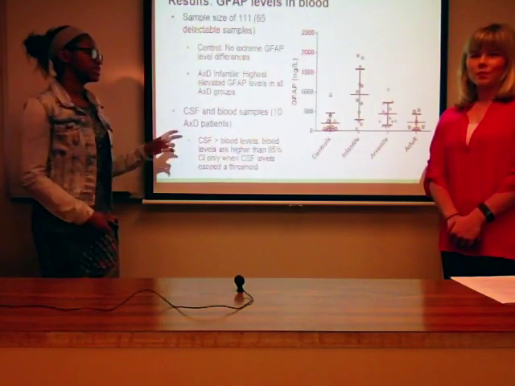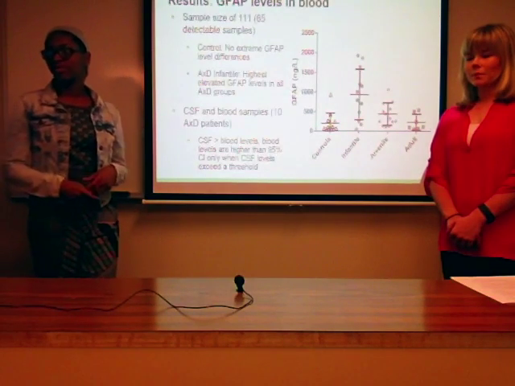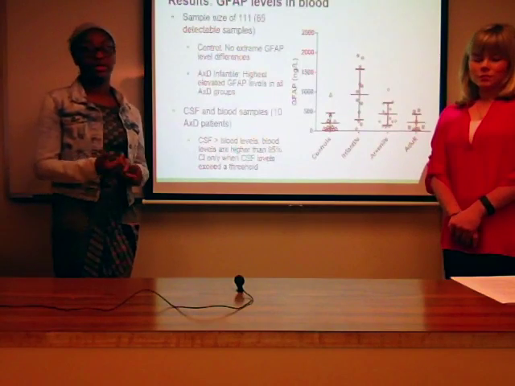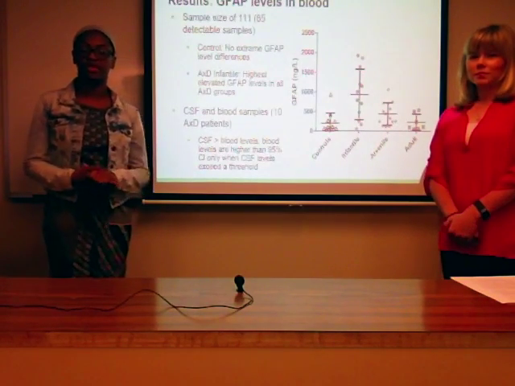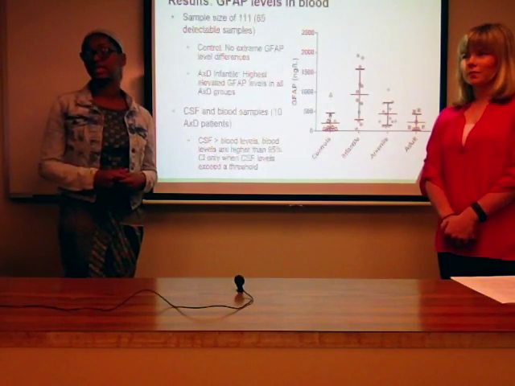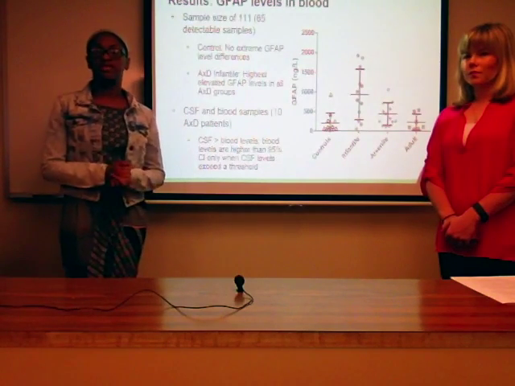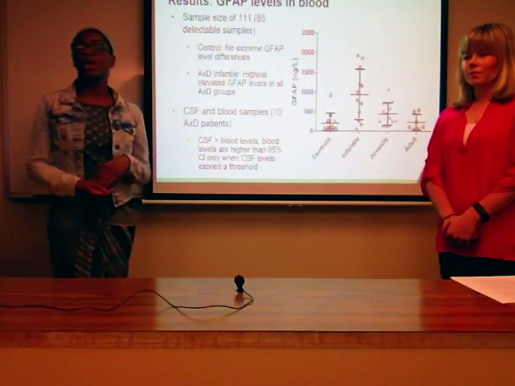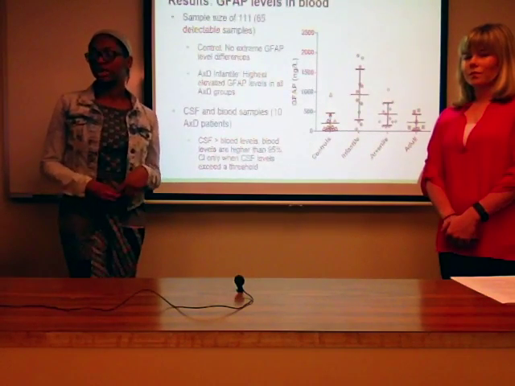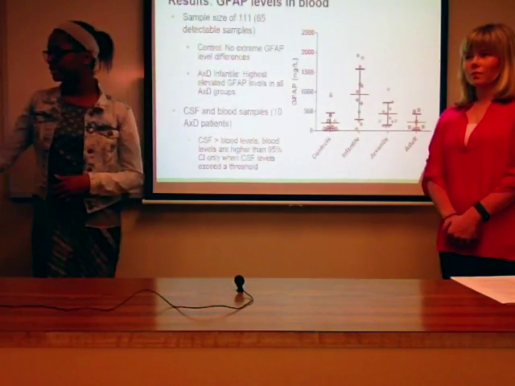And then looking specifically at the Alexander disease patients, mainly the infantile had the greatest elevated GFAP levels in comparison to the control, as well as the other forms of the Alexander disease groups. And then looking at the CSF and the blood samples of those 10 patients, they noted that the CSF levels were greater than the blood levels, but the blood levels were higher when there was a 95% CL only when the CSF levels exceeded a certain threshold.